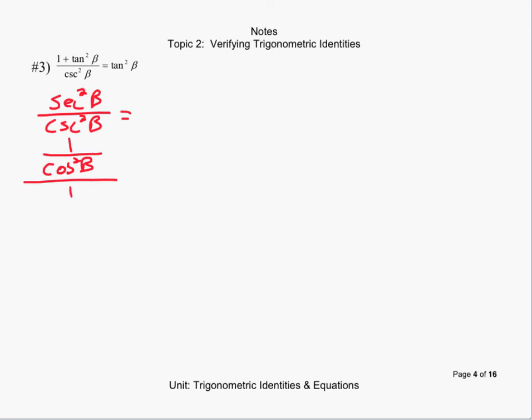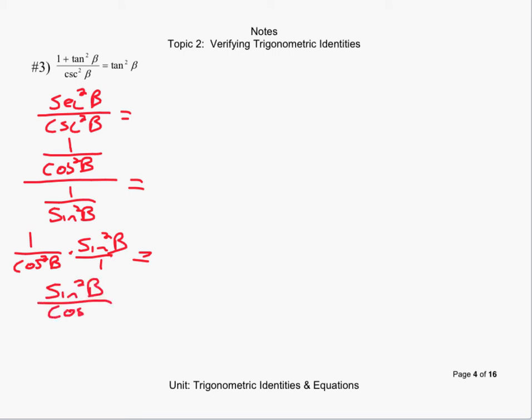Cosecant squared of b is 1 over sine squared of b. Now this is another autopilot moment. You have a complex fraction. You don't ever want to have a complex fraction. So what you can do to fix it, take your numerator, multiply it by the reciprocal of your denominator. Still on autopilot, because if you're multiplying two fractions, you multiply the tops and you multiply the bottoms. Gives us sine squared of b over cosine squared of b.